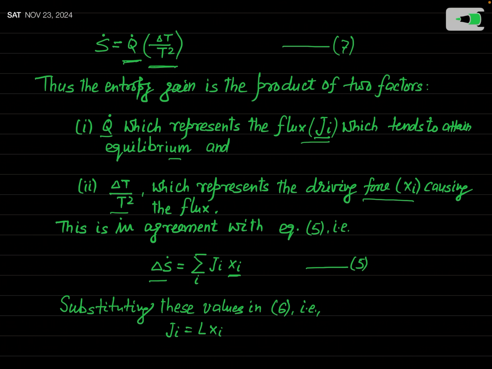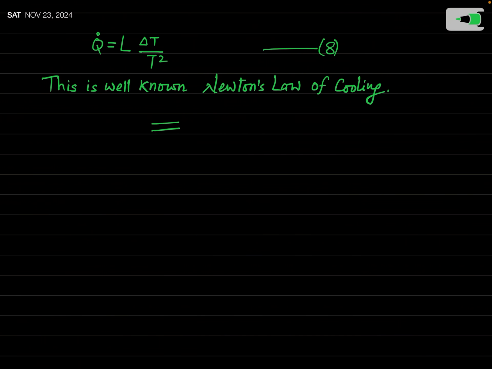Now, according to the linear relation, Ji is given by L times Xi. I have not written the summation sign here because this represents only one process. Ji equal to L times Xi. Now, in place of Ji you can write Q dot, and in place of Xi you should write delta T by T square. So you can say that Q dot is equal to L times delta T over T square. And what is this? You have definitely studied in your lower classes Newton's law of cooling. So this result is simply Newton's law of cooling.